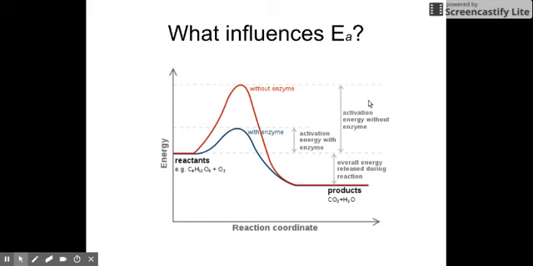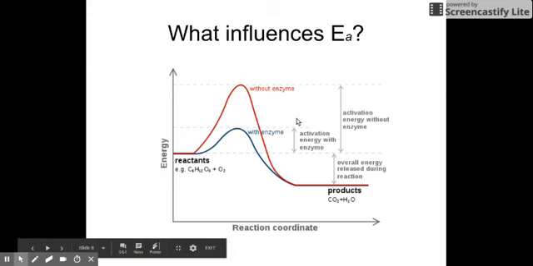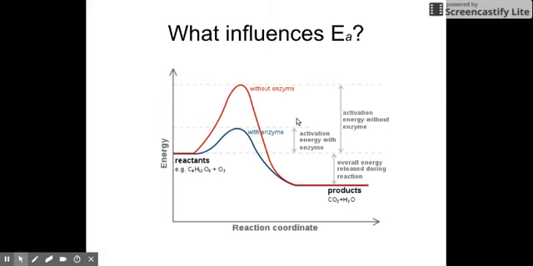You know that activation energy diagram looks like this, and you see that in this diagram, there can be changes in the curve. In other words, the activated complex, which is the maximum energy that needs to be reached so that the reaction will go into completion. So, what is it that influences activation energy?